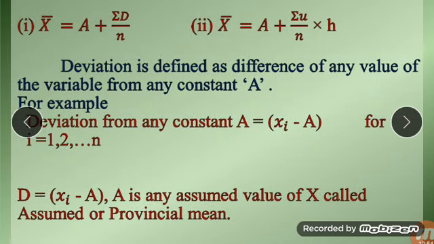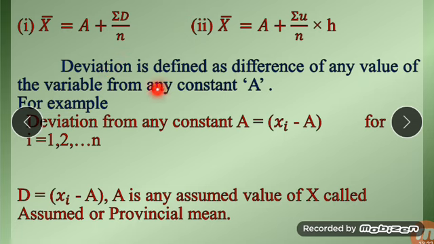Here we have a. First of all, we must know what a is. A is any constant. It is any assumed value of x called the assumed or provisional mean. We are going to assume any value from the given data, which is known as a, or assumed or provisional mean, which is going to be discussed ahead as well. Then we have d.